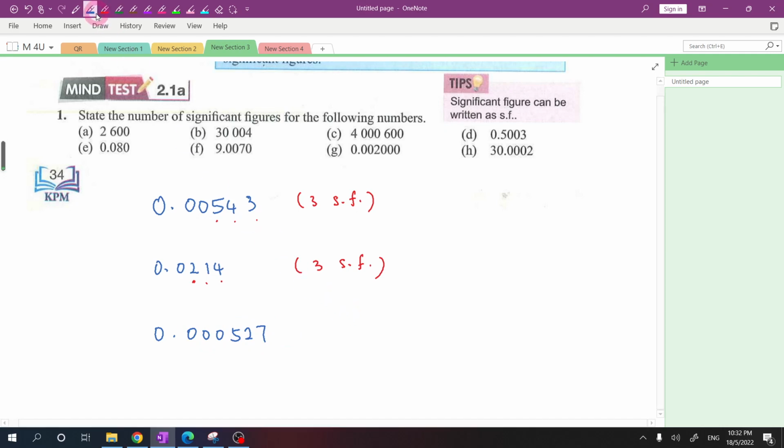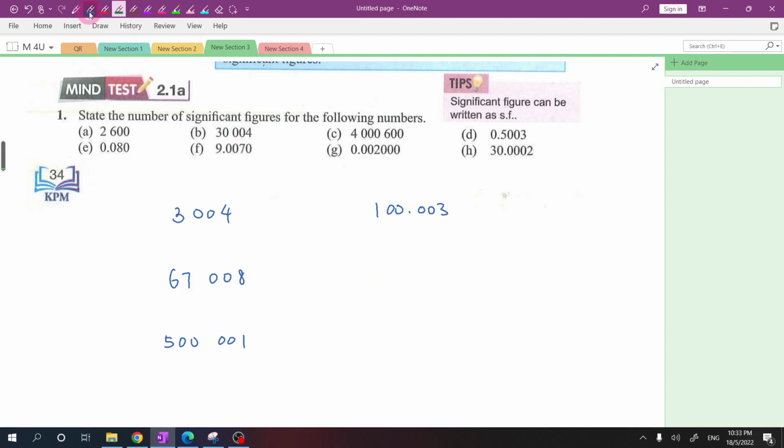0.000527. How many significant figures do we have here? Okay, let me add one more number, 8. How many significant figures do we have here? Start counting from the first non-zero digit, which is 5. 1, 2, 3, 4. We have 4 significant figures.